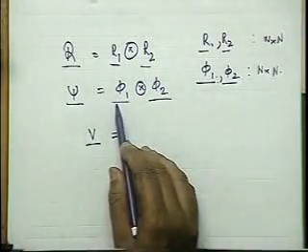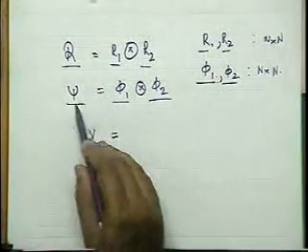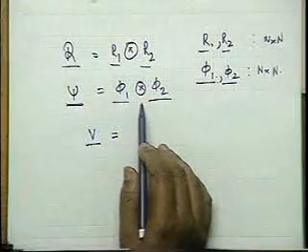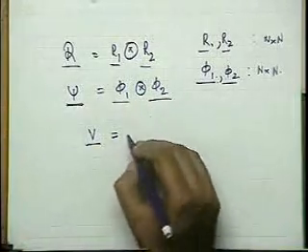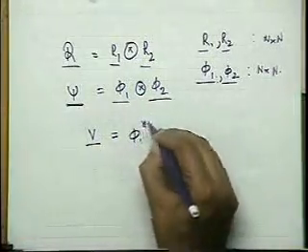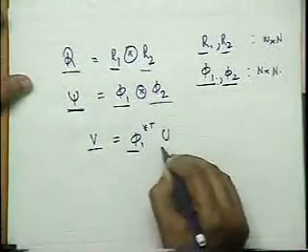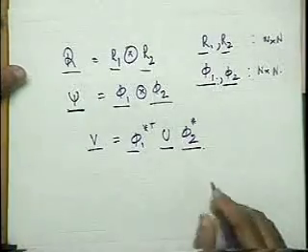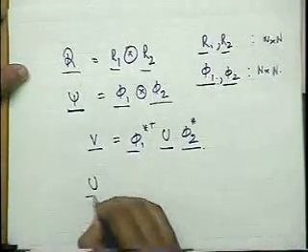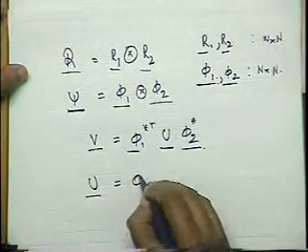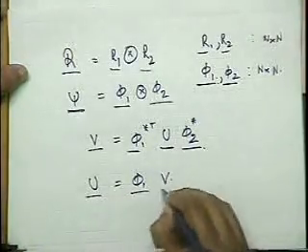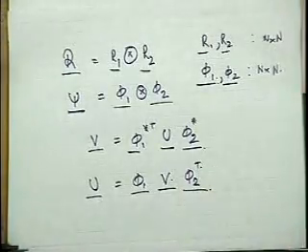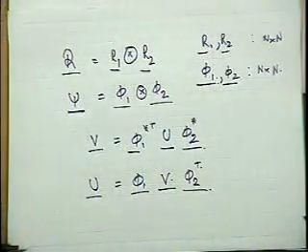This is psi. Basically, any psi is to be represented by the product of phi 1 and phi 2. So, this is written as V equals phi 1 star transpose U phi 2 star, and the reverse transformation U can be written as phi 1 V phi 2 transpose. These are going to be the transformation expressions.